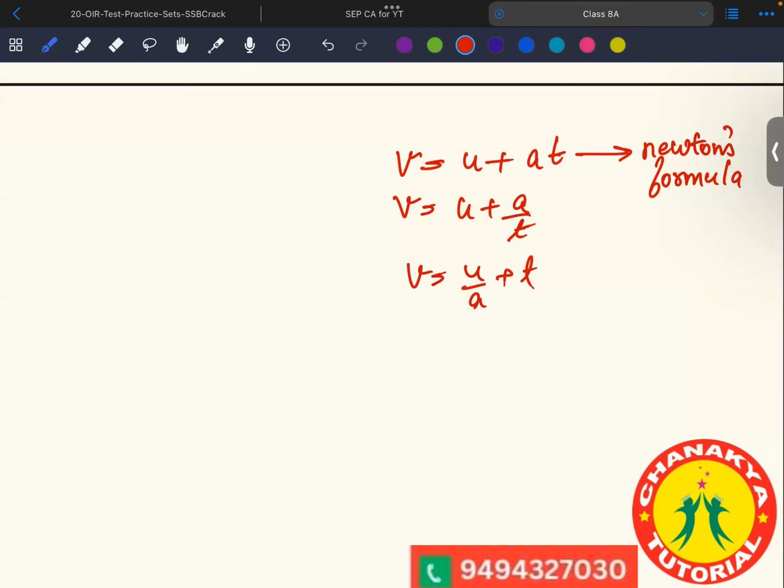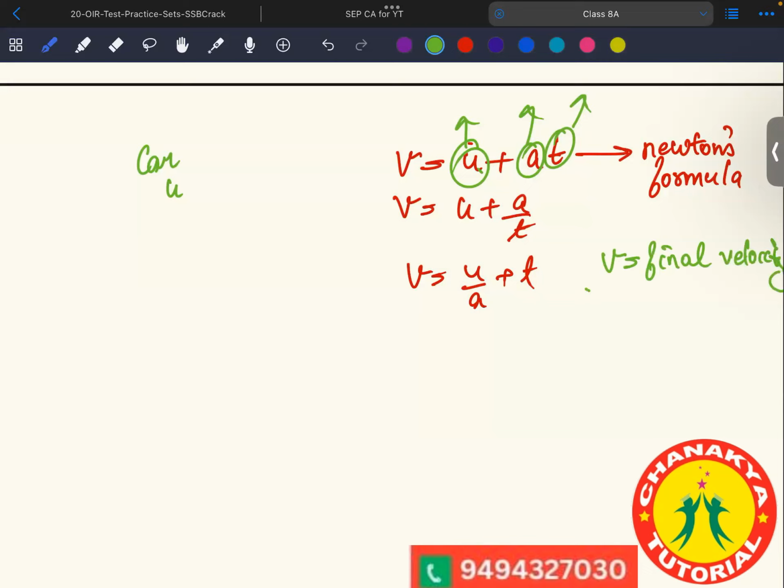No, sir. So what he did, he took some values. Let's say he took one value as u, one value as a, and one value as t, and did this experiment physically. Let's say he is using a car. Initially he took some initial velocity. For others who do not know this formula, let me tell you. Here v stands for final velocity, u stands for initial velocity.